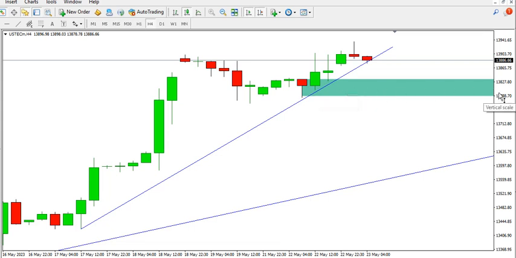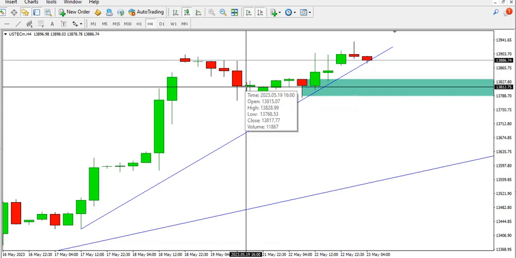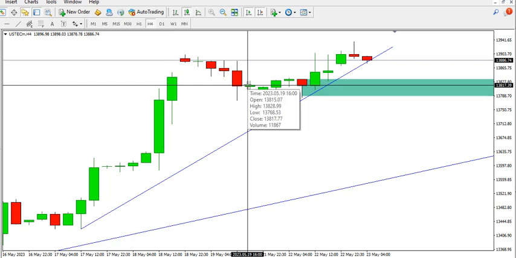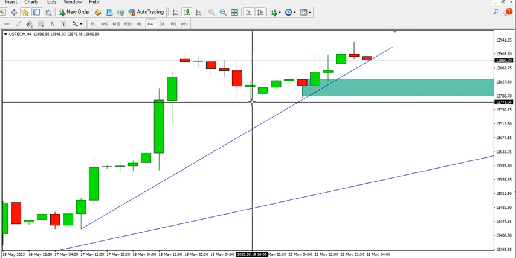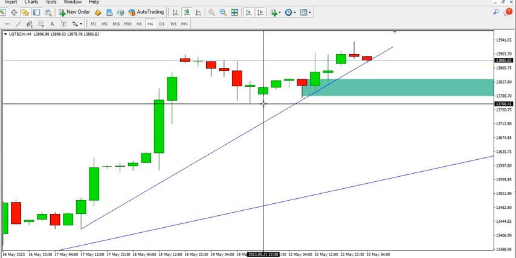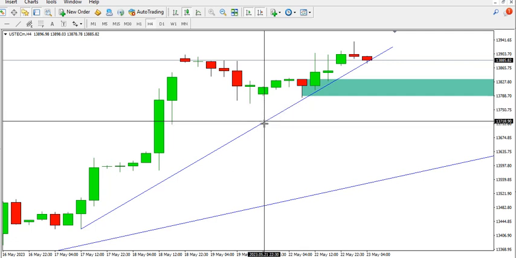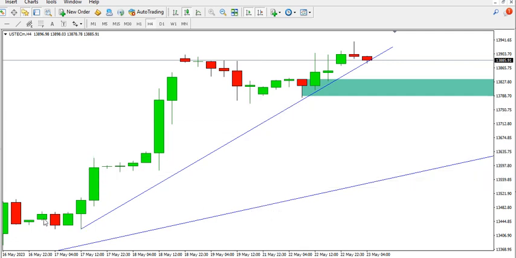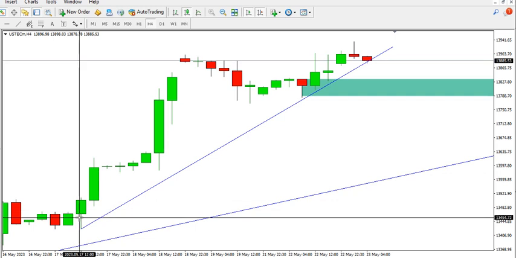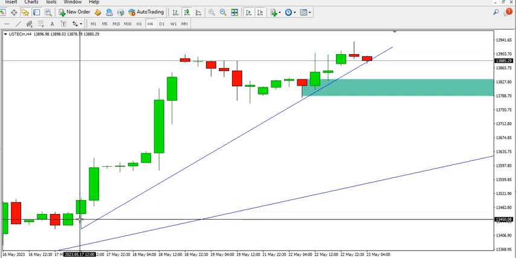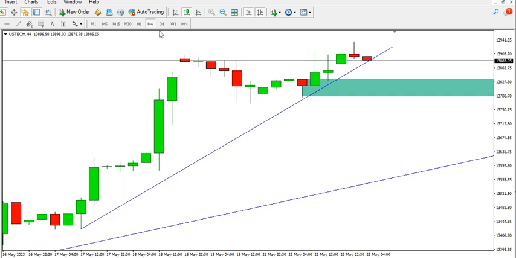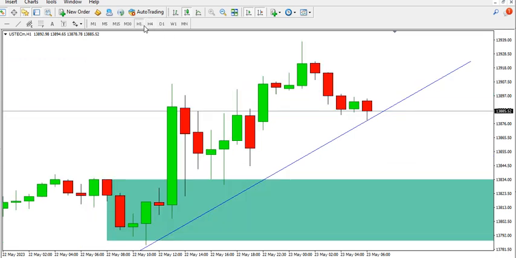I'm talking about the 13817 support here, and if that support area breaks, you might see price dropping into the 13769 area. And if this 13769 area fails, you might see price dropping to this particular order block, I'm talking about the 13450 area. But for now, the overall direction is bullish, so you might consider buying Nasdaq 100.